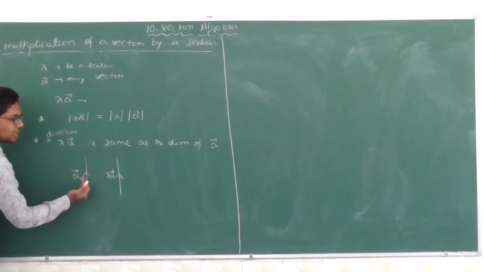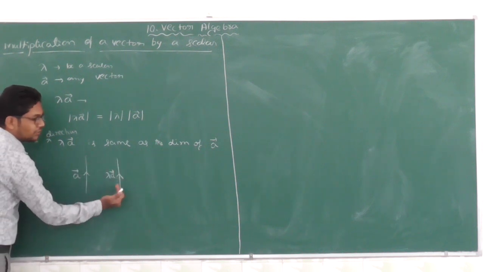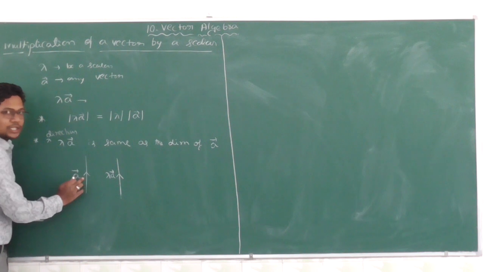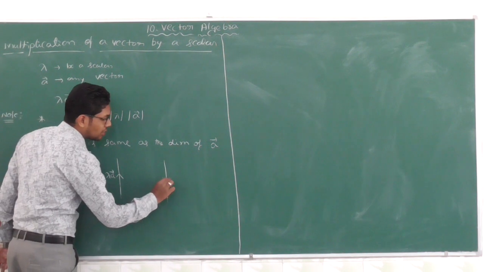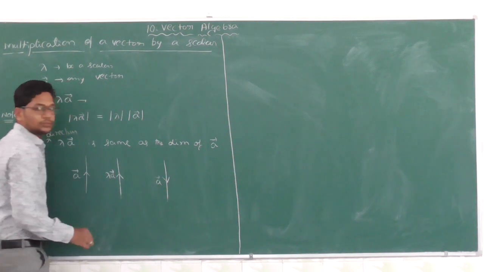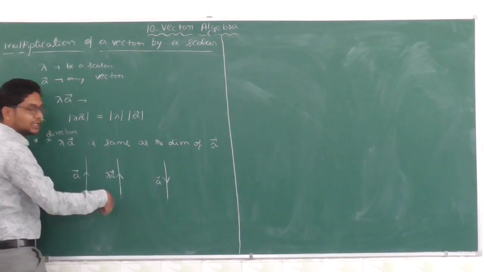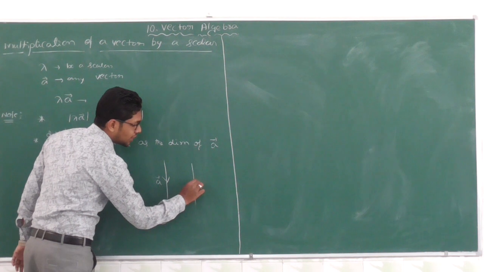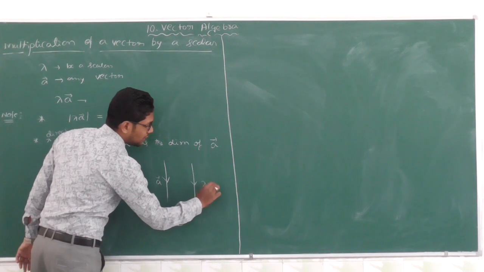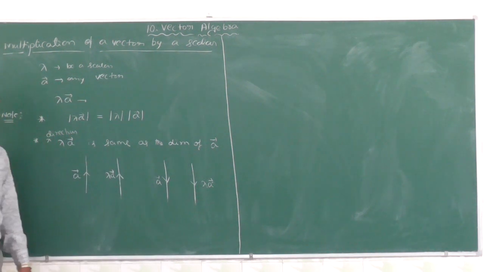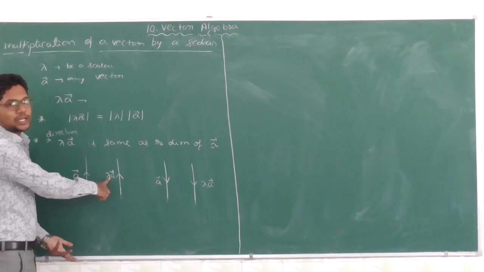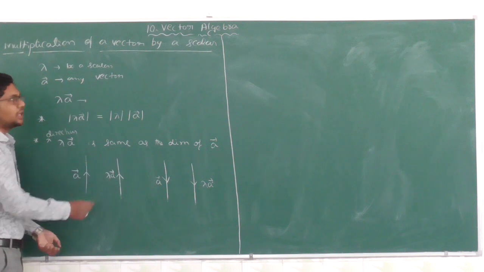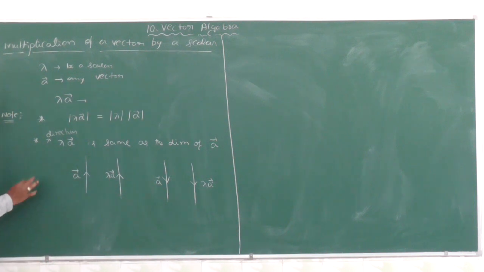Here we have the vector a. It is also the vector lambda a, in the same direction. Suppose we have the vector a, the direction is like this. Then what about the lambda a vector direction? It is also the same, where lambda is a scalar or a real number.